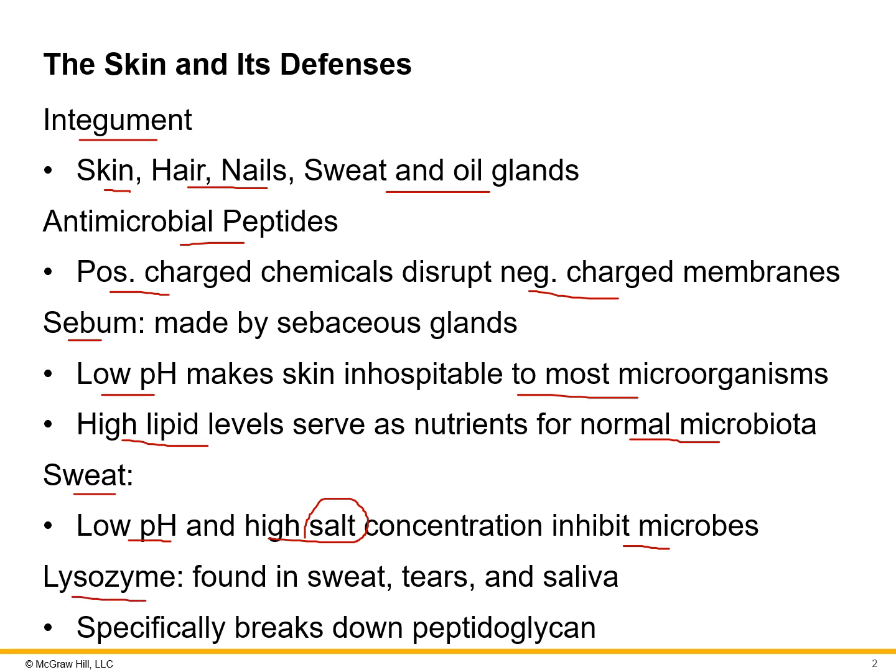And then finally, lysozyme that we mentioned a few times. This is a chemical found in sweat, tears, and saliva. So it's part of our natural defenses because it breaks down peptidoglycan. And if you remember, this is going to be more harmful to gram-positive bacteria because they have a thicker peptidoglycan cell wall compared to gram-negative. So especially with the eye, whenever we're talking about the tears, a lot of bacteria that cause eye infections are gram-negative because the lysozyme keeps a lot of gram-positives away.